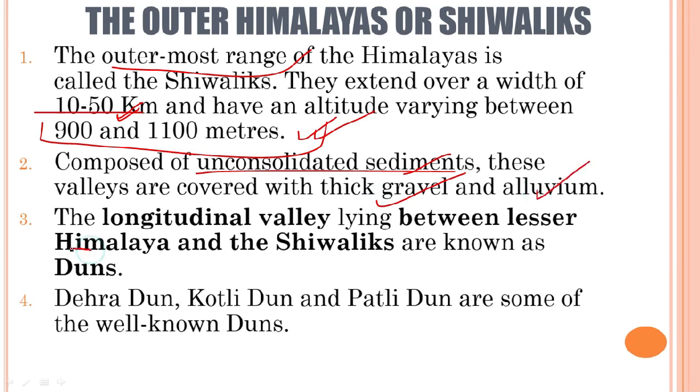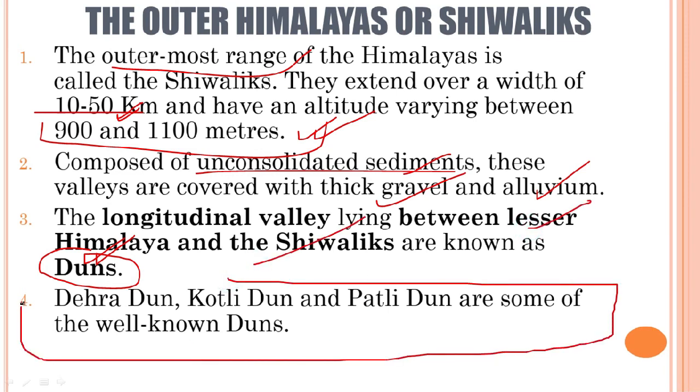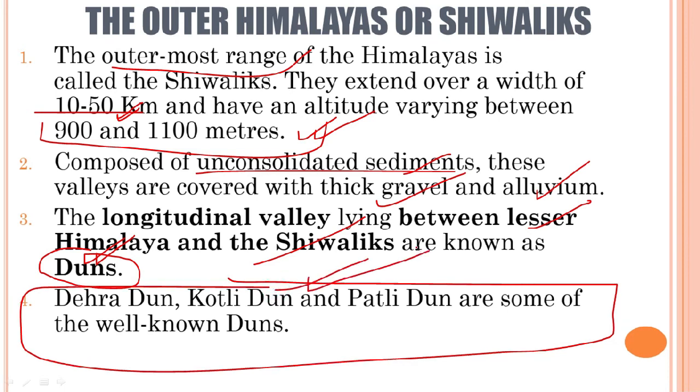One of the important characteristics of this part of the Himalayas is the duns, which are longitudinal valleys that lie between the lesser Himalayas and the Shivaliks, and these are the names of some of the most important and well-known duns. So here we come to the end of the lesson.